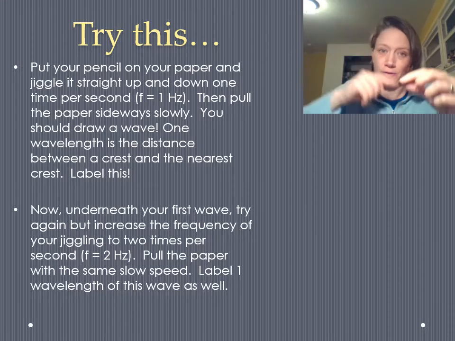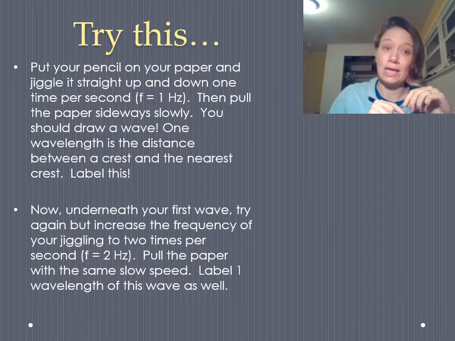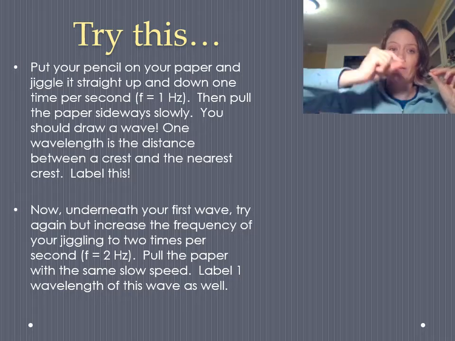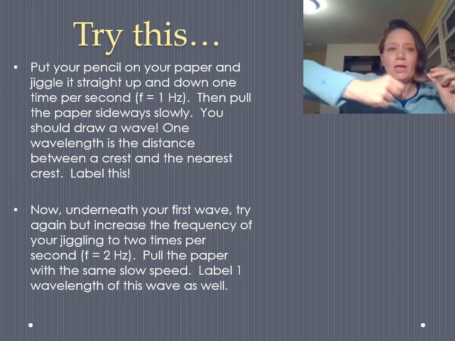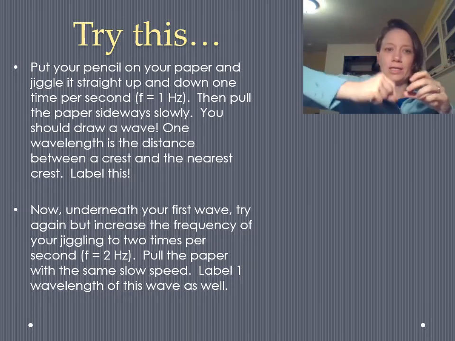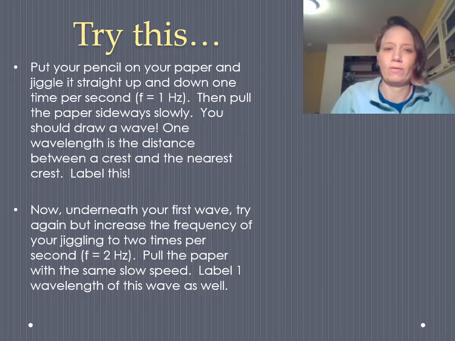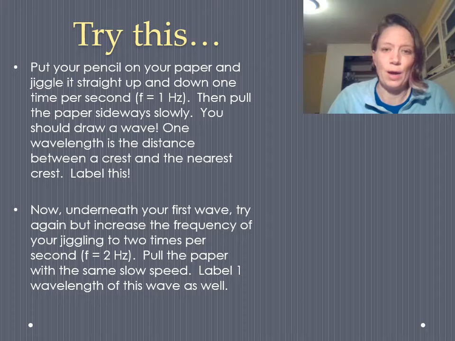Now, underneath your first wave, you're going to do the same thing. And so the trick is pulling the paper at the same speed. But this time the difference is you're going to be jiggling your hand much faster. So like a 2 Hertz wave. So you got your paper, you're drawing on it like this, and you're still going to pull at the same speed. Okay? And go ahead and label one wavelength of the second wave that you made on your paper.